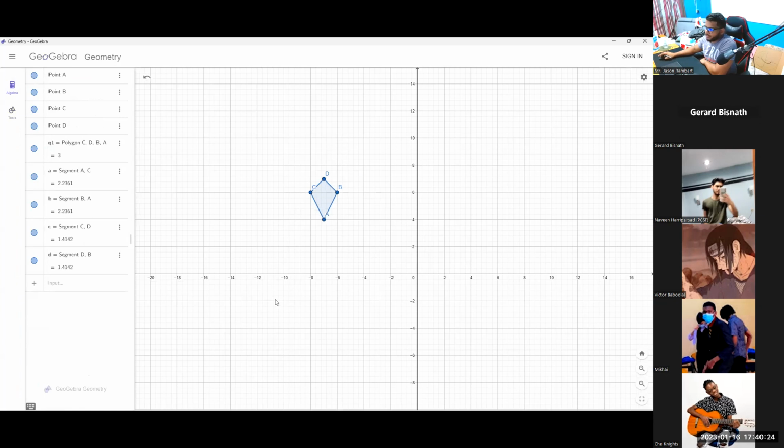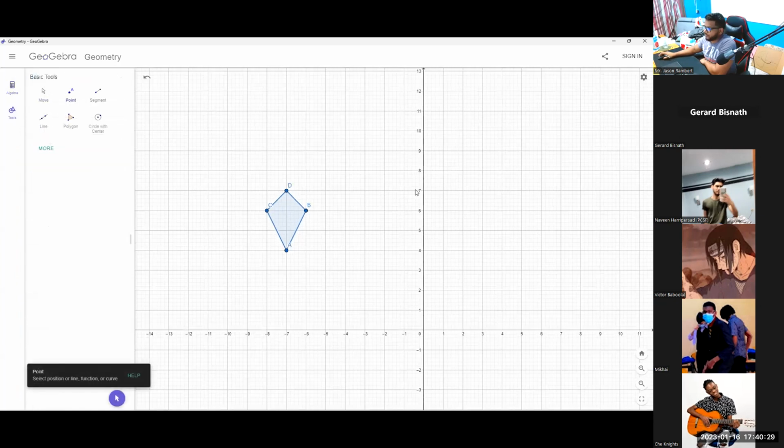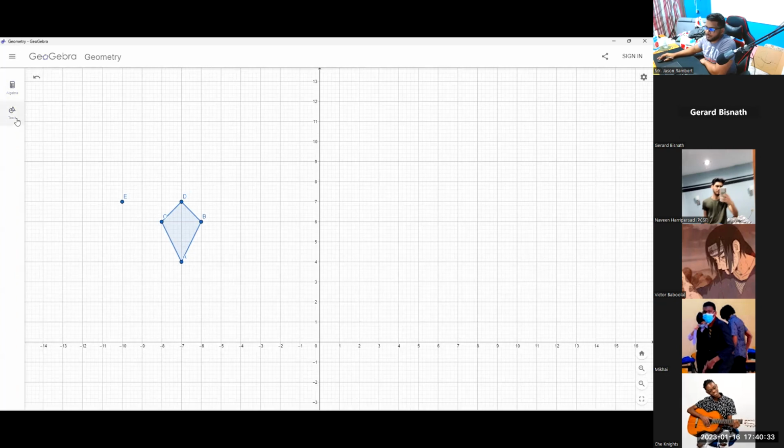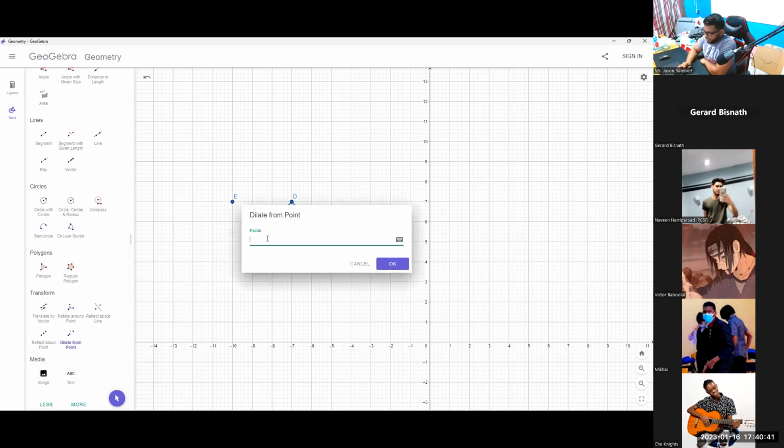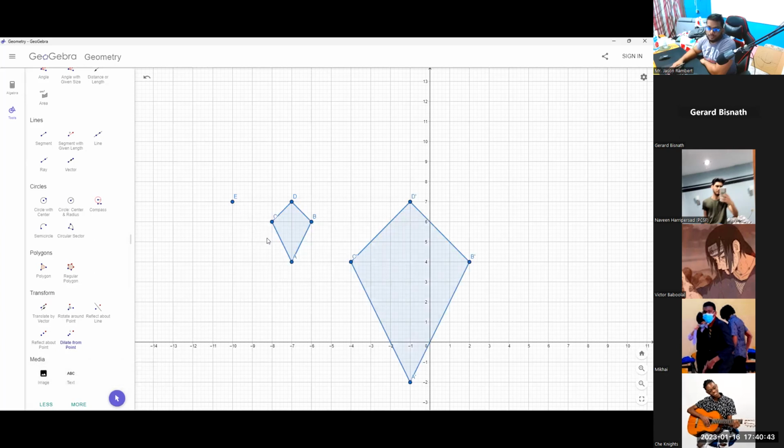If I enlarge this about the point -10, 7, right? We enlarge and dilate this from here, scale factor 3. I'll get what we were talking about before.